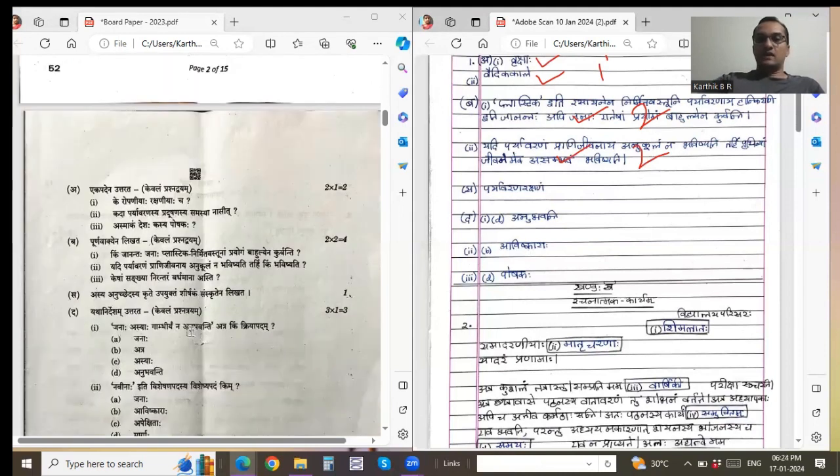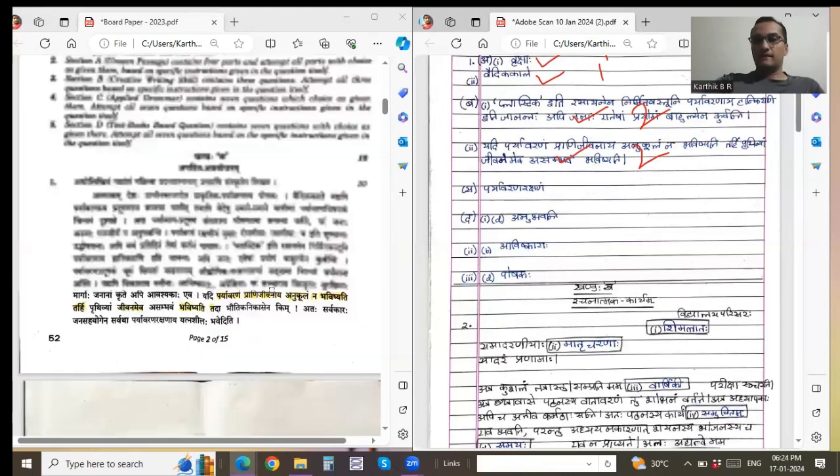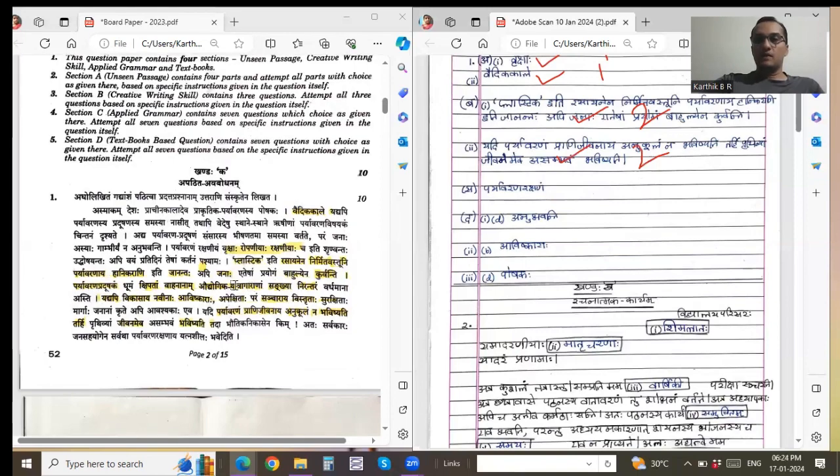Write a suitable title for this passage in Sanskrit, for 1 mark. This entire passage is about Paryavaranam and its Rakshanam and all that. So the title written by the student is Paryavarana Rakshanam.